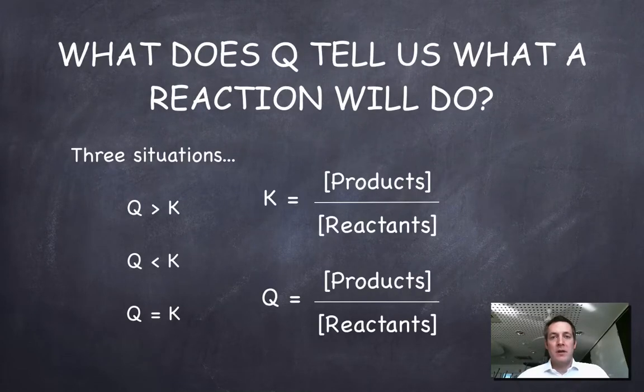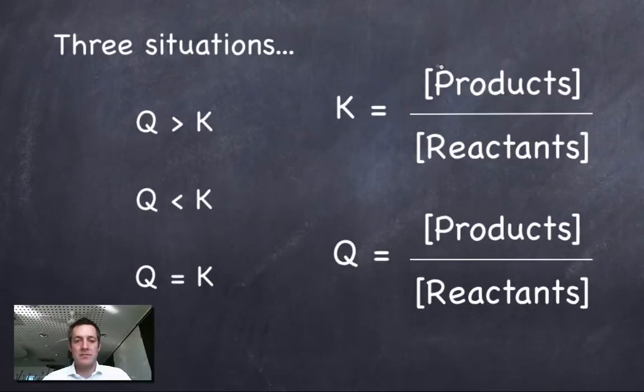Now, if they're practically the same thing, but with just that small difference that Q is about a system that is not at equilibrium, and K is for a system that is at equilibrium, what can we do with these two things? Hopefully we can compare the value of Q to the value of K. Let's look at 3 different situations that might arise. Q could be bigger than K, Q could be smaller than K, or Q could be equal to K.